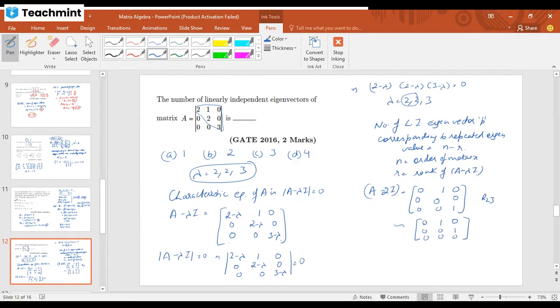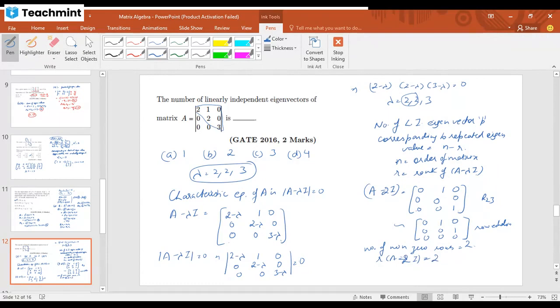So here we have a 1, 0 entry before the first non-zero entry. Here we have a 2, 0 entry, and this is completely 0. So it is already row echelon form. The number of non-zero rows is equal to 2. So the rank of A minus lambda I, that is A minus 2I, is equal to 2.